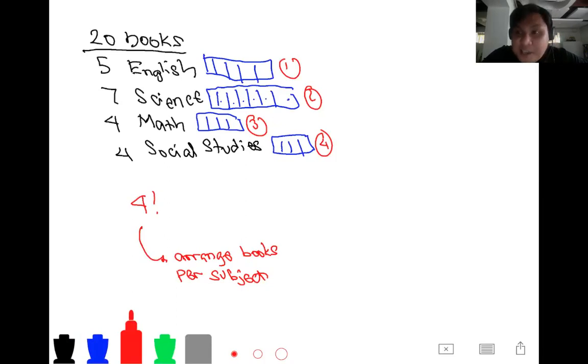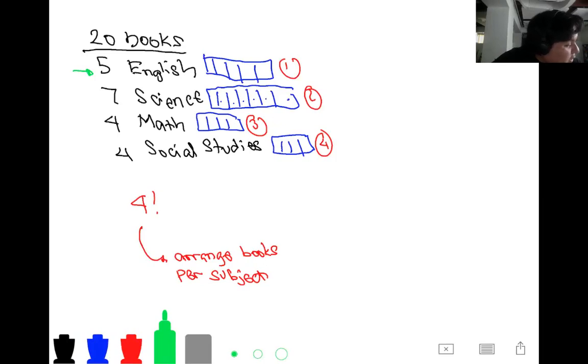The thing we're missing here is that for each group, right? For example, for English, let's say this is English book 1, English book 2, English book 3, English book 4, English book 5, right? Within each group, those books actually can be arranged within themselves, right? So in the group of the English books, if I have 5 books that I need to arrange, all right, so this is just simply P5 taken 5.